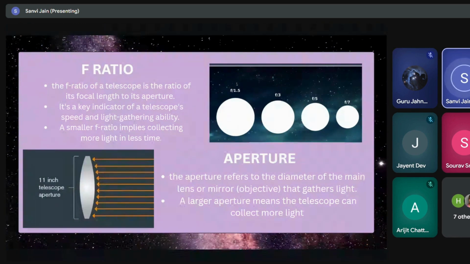After this, we have the aperture. Aperture is the diameter of the primary lens or mirror used in the telescope. Larger aperture implies more light gathering, which gives brighter images and better resolution. For example, the 10.4 meter Gran Canarias telescope is the largest optical telescope. Here's the golden rule: double your aperture diameter and you'll quadruple the light.